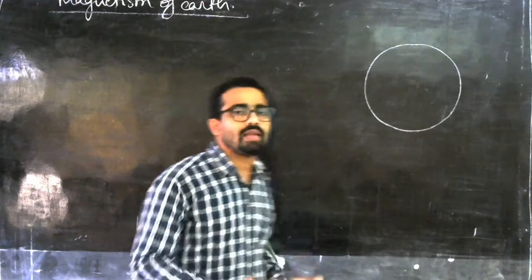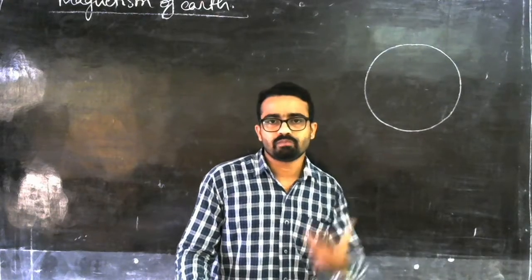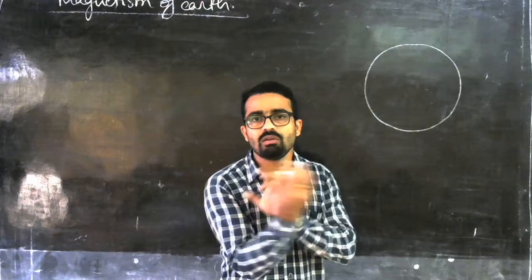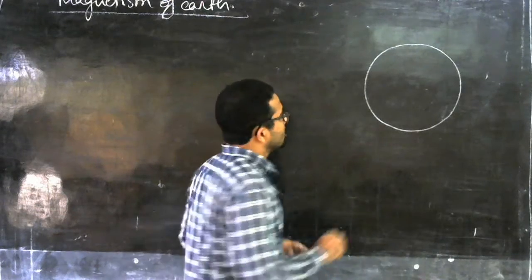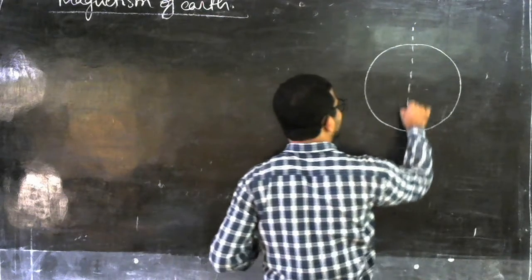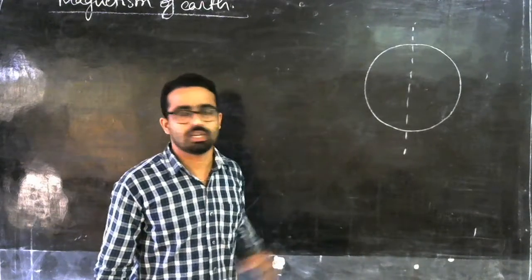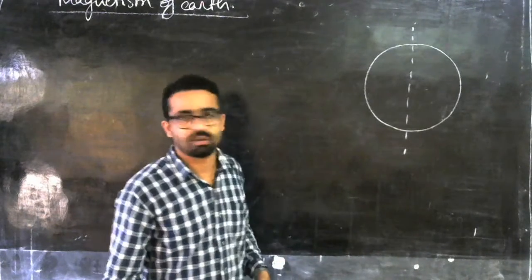One more thing, we know that Earth will rotate. It has a spinning motion. It will rotate around its own axis. So let me say this is the axis of rotation, about which it will rotate.